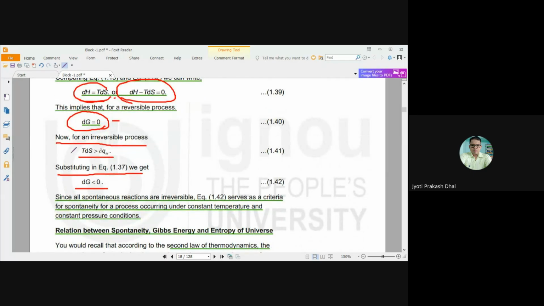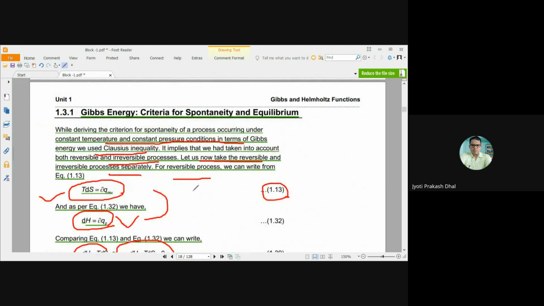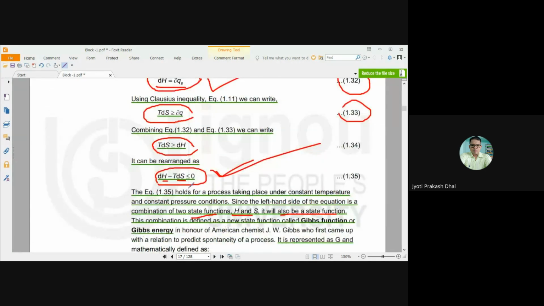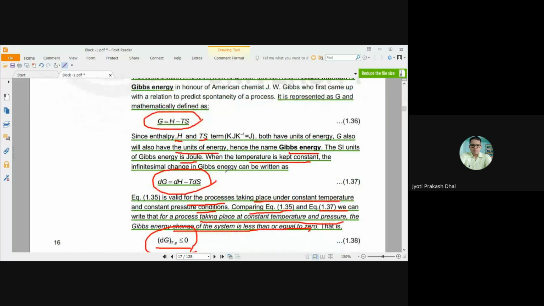Now for an irreversible process, we know that TdS is greater than dQ, and substituting these values in equation 37, that is dG equals dH minus TdS.